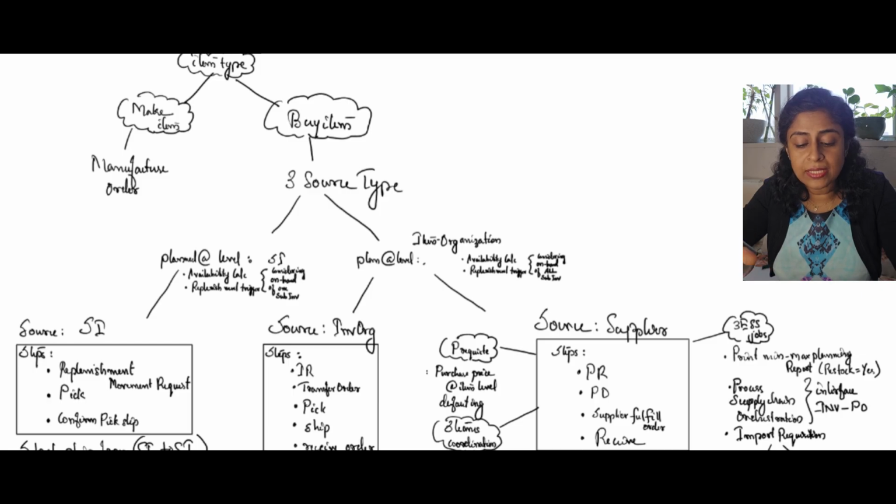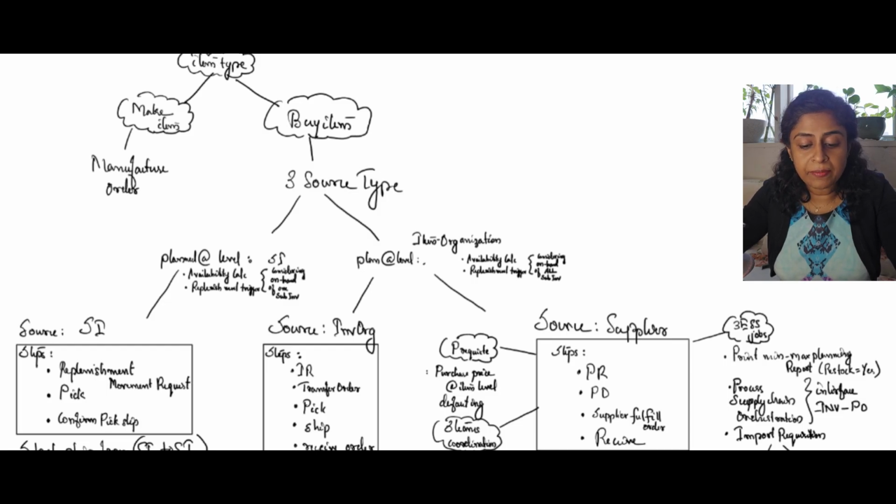Second, the source type as organization. This method replenishes stock by transferring it from another inventory organization within the same enterprise. The min-max planning report generates an internal requisition followed by a transfer order. Stock is then picked and shipped from the source organization and received at the destination organization. This is an internal transfer process handled entirely within the inventory module.